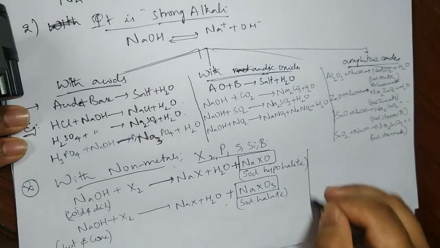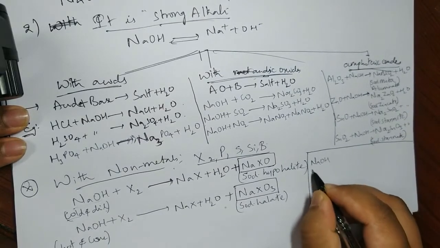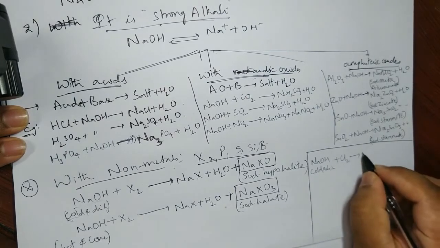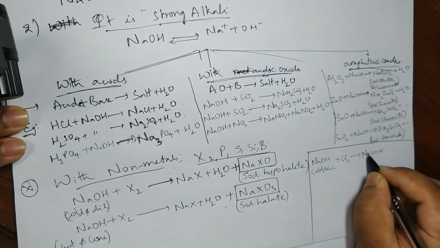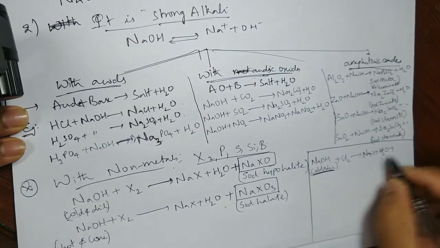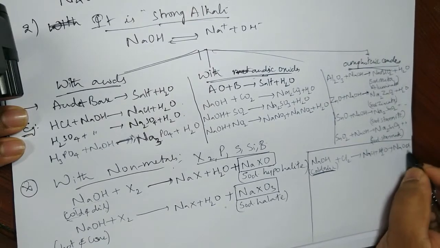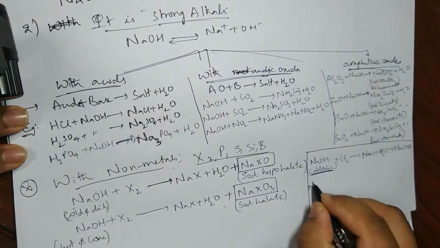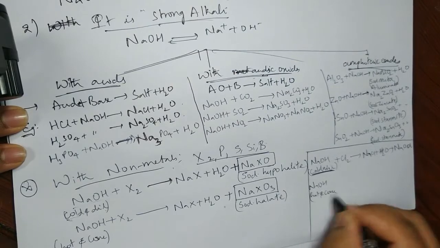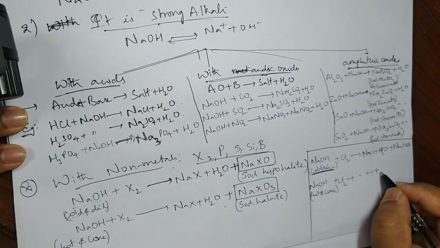Just for example I will tell here itself. NaOH, if mentioned as cold and dilute, plus Cl2. What are the products? NaCl plus water. Cold and dilute means it should form NaOCl, which is called sodium hypochlorite. Suppose I treat NaOH, hot and concentrated, with chlorine, of course same salt plus water plus what is the main thing?